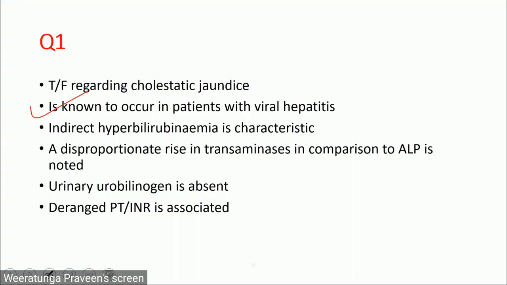So what type of hyperbilirubinemia do you get? It is a direct hyperbilirubinemia. It is the conjugated fraction of bilirubin that is elevated. Indirect hyperbilirubinemia you get in prehepatic jaundice, right? So patients with hemolytic anemia or patients with something like Gilbert's syndrome present with an indirect hyperbilirubinemia. But patients with cholestasis, when there is stagnant bile, or bile is stuck, there you get a direct hyperbilirubinemia because there's no problem in the conjugation of the bilirubin. Right. So that one is false.